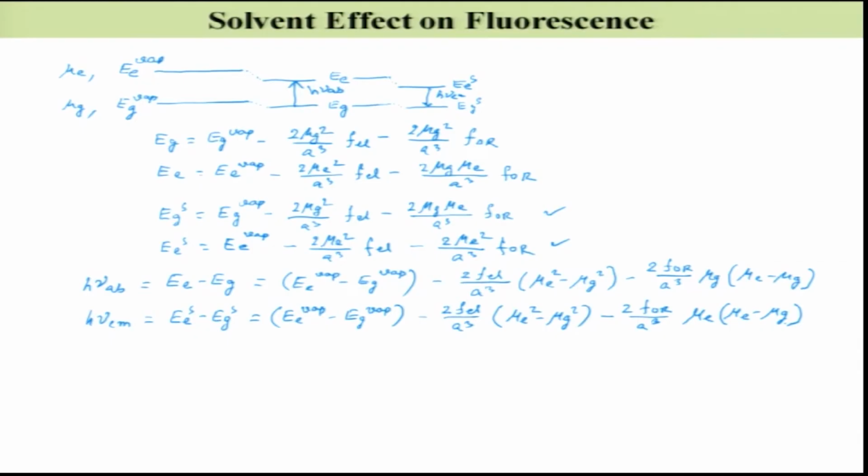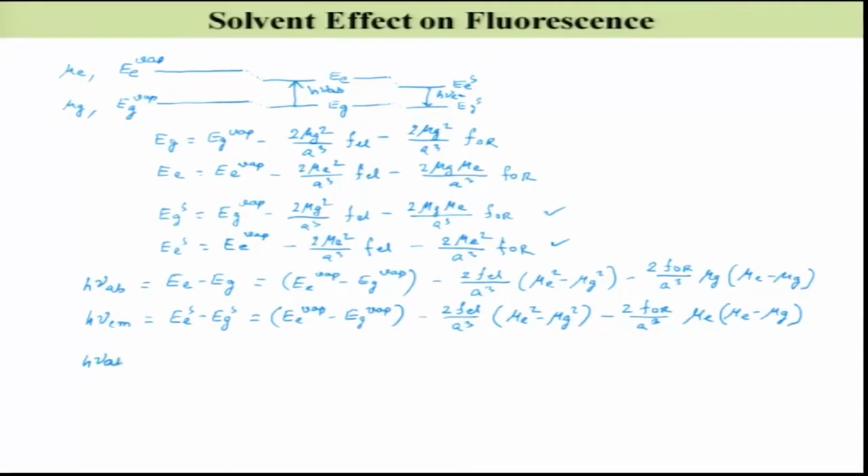Now I can do one thing: I can take h nu absorption minus h nu emission and see what will happen. If I calculate h nu absorption minus h nu emission, then this quantity minus this quantity will be equal to E E vapor minus E G vapor.